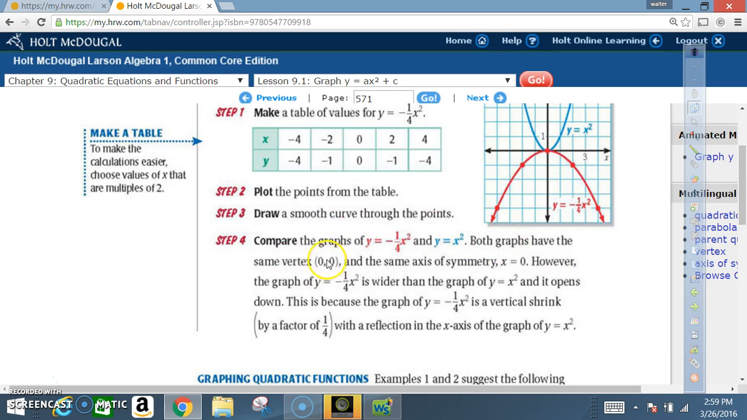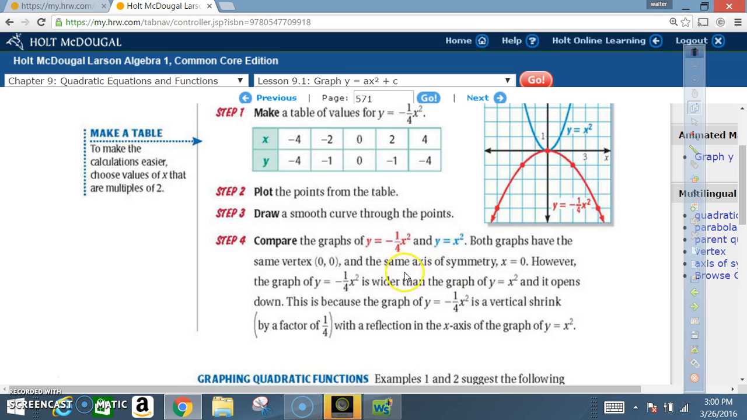Both graphs have the same vertex. See, even though this is open downwards, it's the same vertex. And the same axis of symmetry, the y-axis, which means x is equal to 0, splits right down the middle. However, the graph of y is equal to negative 1 fourth x squared is wider than the graph of y is equal to x squared. Remember I told you, the smaller the a value, the bigger the graph. So 1 fourth is smaller than 1. So therefore, you expect this graph to be wider.